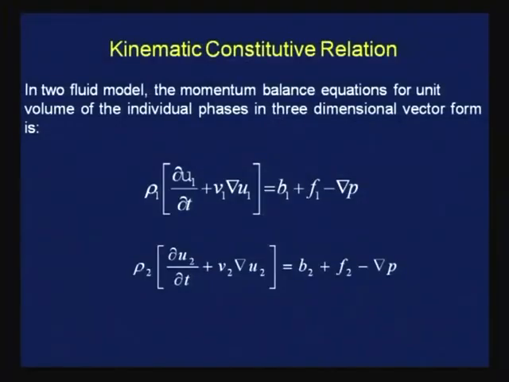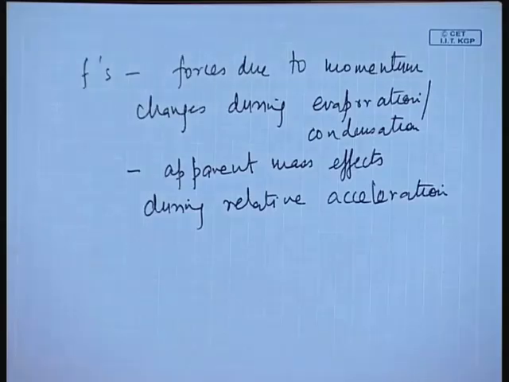Now, when there is some particular condensation, evaporation, something, then some portion of the fluid is changing the phase. Now, we know that both the fluids are moving at different velocities. So, when you are changing the phase, say when evaporation is occurring, some amount of liquid is going into the vapor phase. Therefore, it is changing its velocity, say from U1 to U2. So, due to this, there has to be a momentum change due to this velocity change. That will be incorporated in F1 and F2. And apart from this, of course, the apparent mass effects during relative acceleration can also be included. So, whatever is not included in the pressure difference, that comes under F1 and F2.